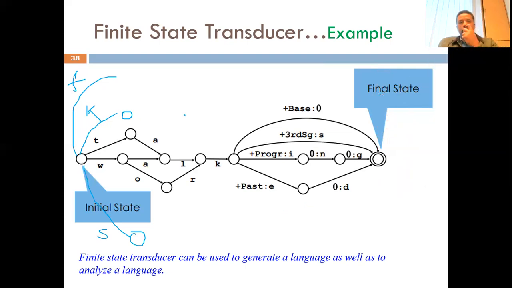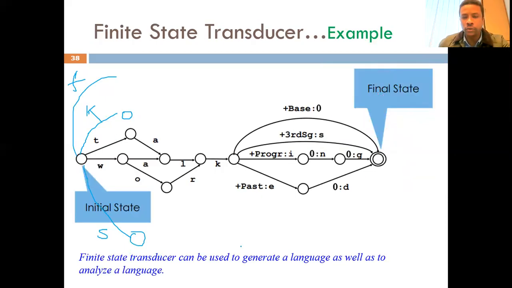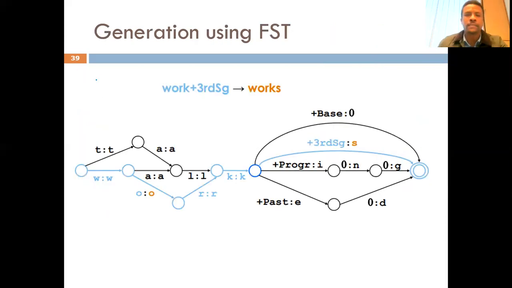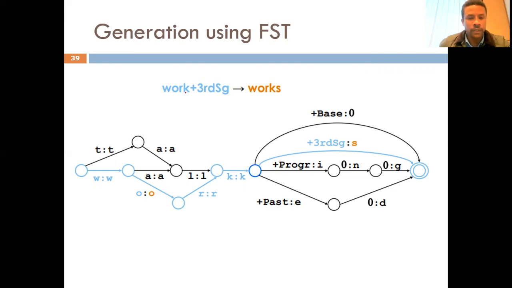So as we said, we can use a finite state model. Don't forget this one. We said a finite state transducer can be used to generate a language. Generate means produce a word, or it can also be used to analyze a language, which means understand a word that's already written. So let's see how it is used for the purpose of generation.